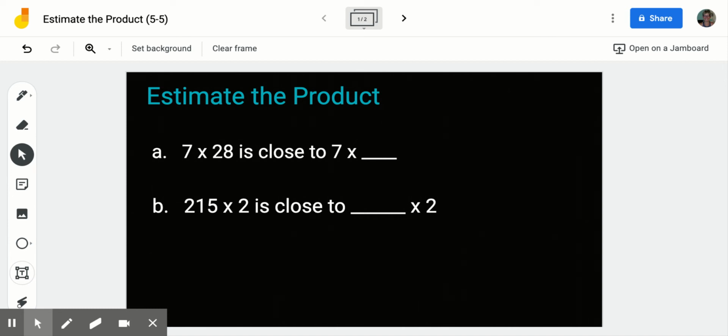Hello, everybody. Today for math, we're going to talk about how we estimate the product. So remember, when we estimate, we find something that is close. We are not looking for the exact answer here. So let's look at letter A.